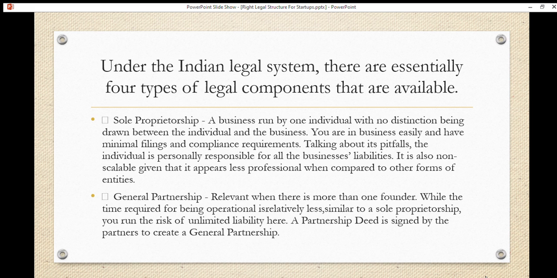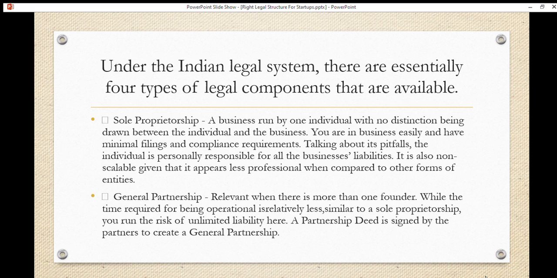Then we have general partnership. In a general partnership, when more than one founder is there, while the time required for being operational is relatively less, similar to a sole proprietorship, you run the risk of unlimited liability here. Remember, in a general partnership, you are running the risk of unlimited liability. A partnership deed is signed by the partners to create a general partnership. However, creation of a partnership deed is not compulsory, but it is favorable to create one.